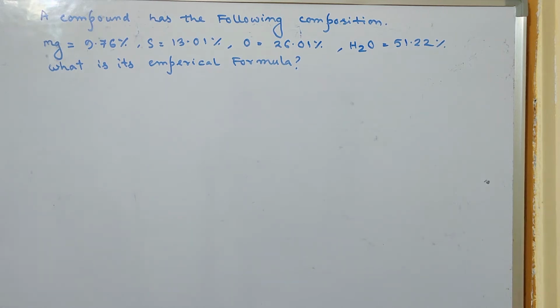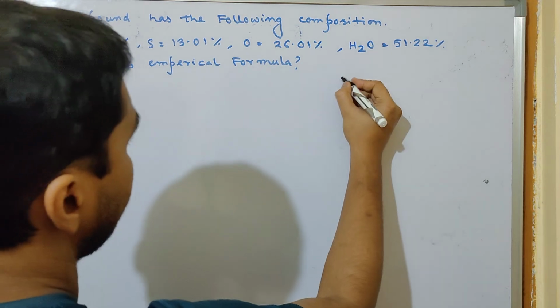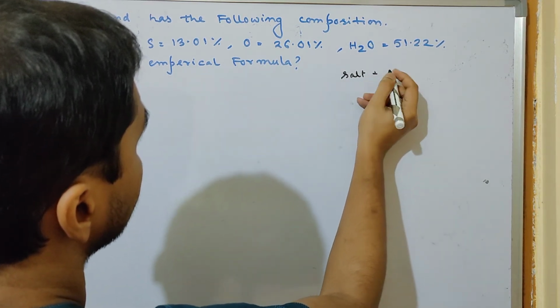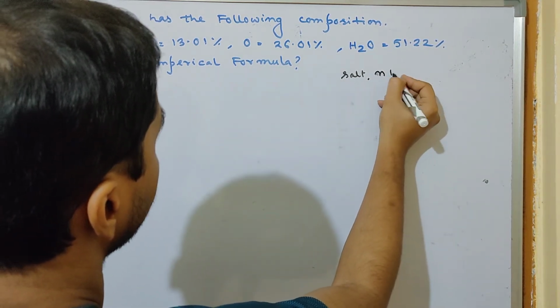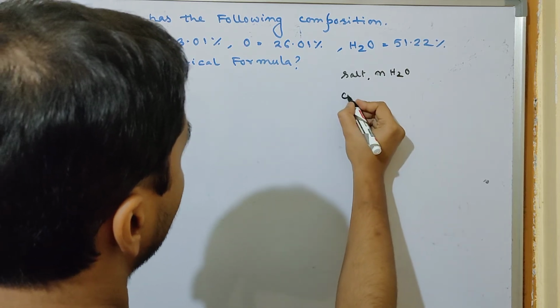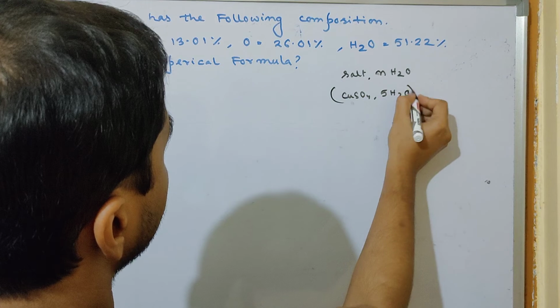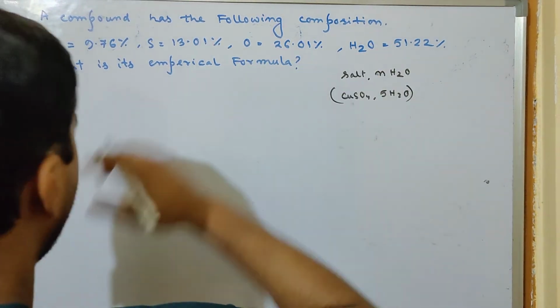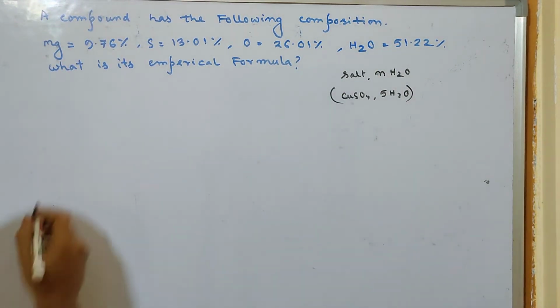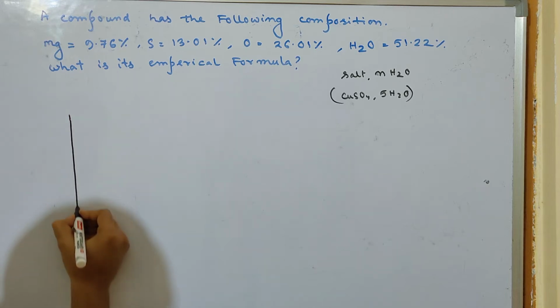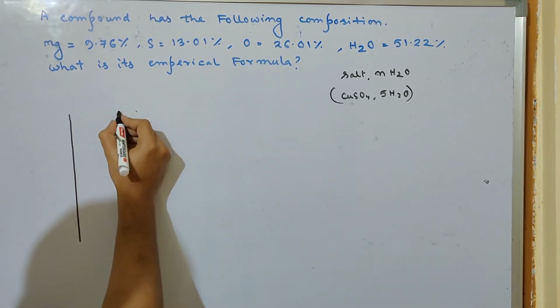Interestingly, in this particular case, water is involved. Remember, in some of the compounds, we will have water of crystallization, which means the salt combines with n molecules of water. We must have seen copper sulfate. There we have seen 5 molecules of water. So it is that kind of case. Now, as our common process, we will make this chart.